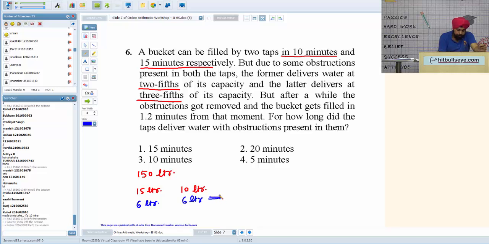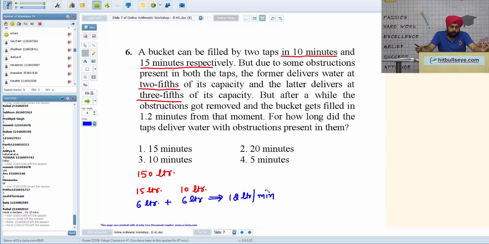So that implies, students, that at the normal obstructed rate, they will fill at the rate of 12 liters per minute if they work together. Now it says that when the obstruction got removed, it was filled in 1.2 minutes, students. Now we know without the obstruction being there, they will work at a rate of 15 plus 10, that is 25 liters per minute. Now that means in 1.2 minutes, they will fill 30 liters.